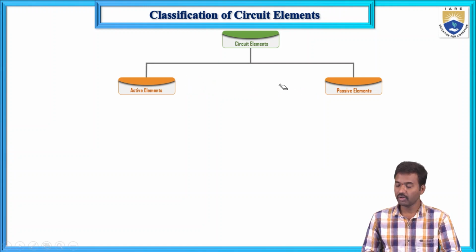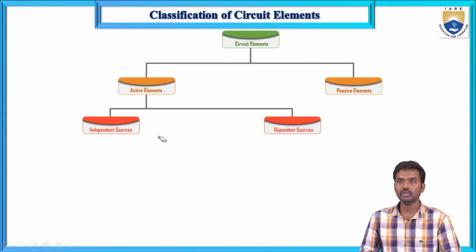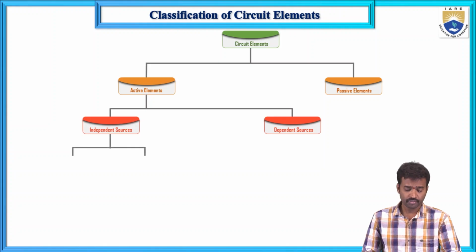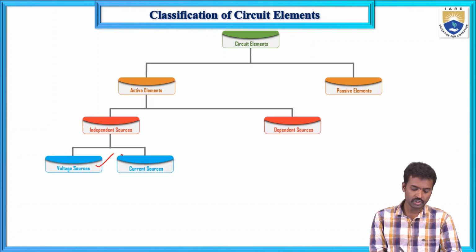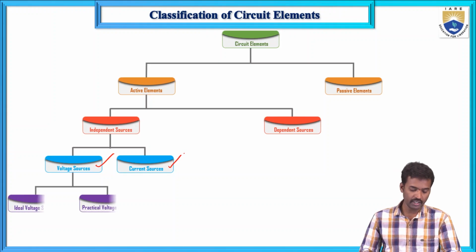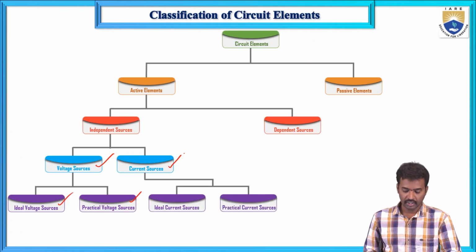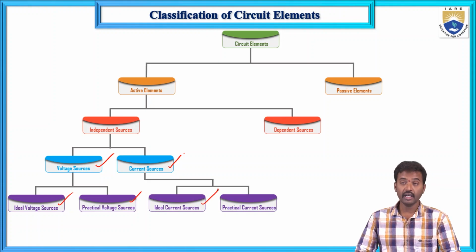Now active elements are again classified into two types: dependent sources and independent sources. Independent sources are again classified into two types, voltage sources and current sources. Voltage sources are again two types, ideal voltage source and practical voltage source. Current sources are again classified into two types, ideal current source and practical current source.